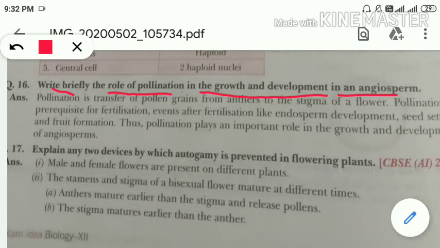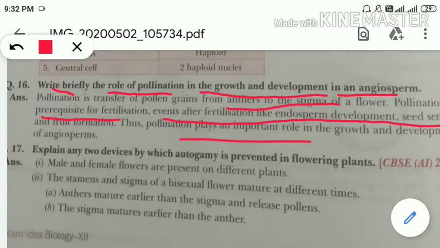Without pollination, fertilization cannot be achieved by angiosperms. Pollination is the transfer of pollen grain from anther to stigma. So pollination is a prerequisite for fertilization. That means events after fertilization, endosperm development or seed development, are only possible if there is pollination. Without pollination, formation of endosperm, embryo, seed or fruit is not possible.